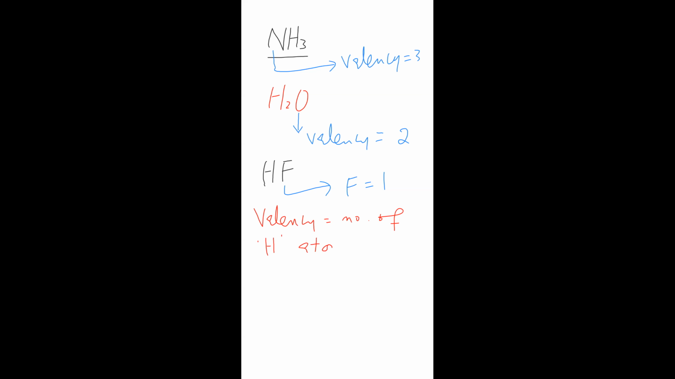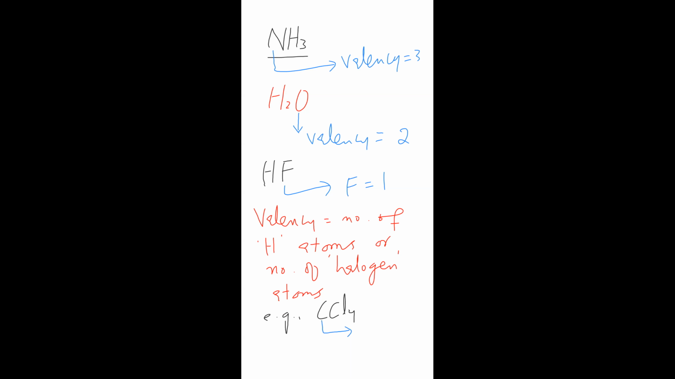Or the number of halogen atoms. Sometimes we can also tell the valency from halogen atoms. So, the number of hydrogen atoms or the number of halogen atoms. For example, let's say I'm having CCl4, carbon tetrachloride. Can you tell me the valency of carbon?